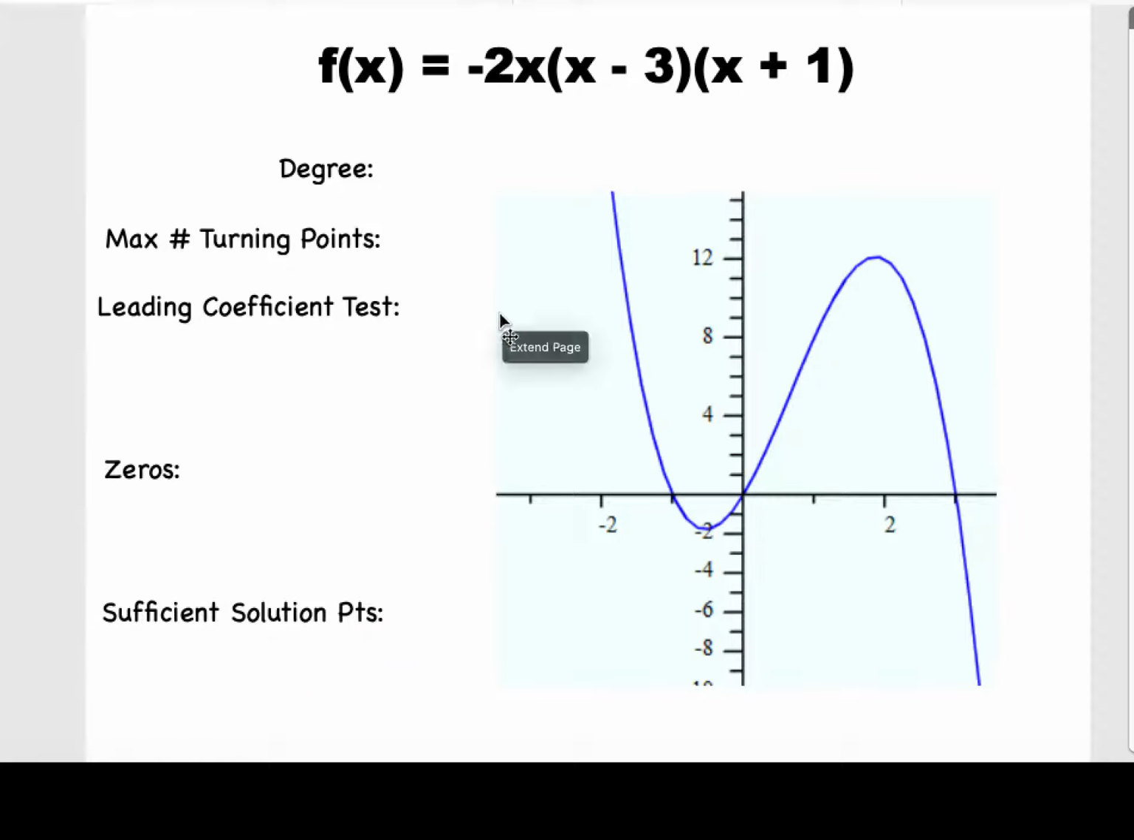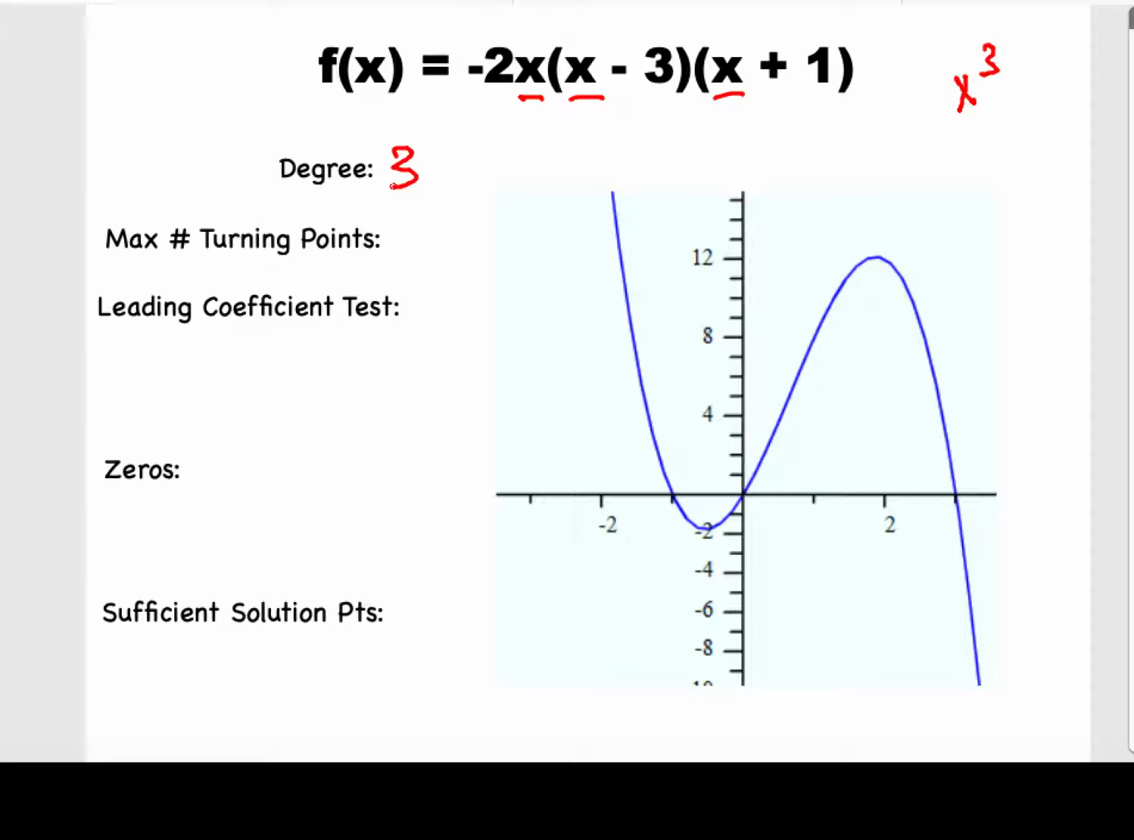Now, a couple other details, things we want to think about. The degree will definitely help us graph. If you notice up top here, we have 3 different x's all being multiplied. Therefore, the highest term in this thing is going to be an x to the third. Therefore, we're of degree 3.